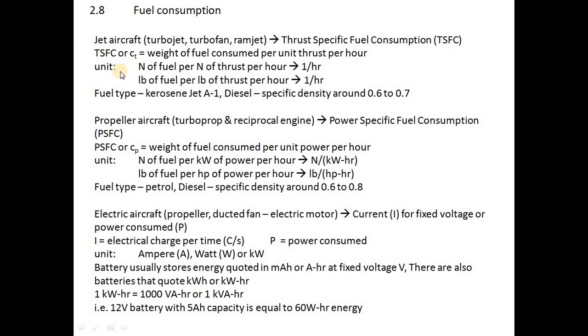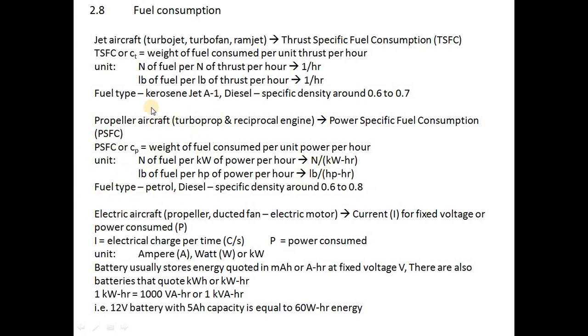You can use both imperial unit or metric unit, as long as that means 0.05 Newton of fuel per Newton of thrust per hour, or 0.05 pound of fuel per pound of thrust per hour. They are both the same. But 0.5 Newton per kilowatt hour and 0.5 pound per horsepower hour is not the same. It's not the same.